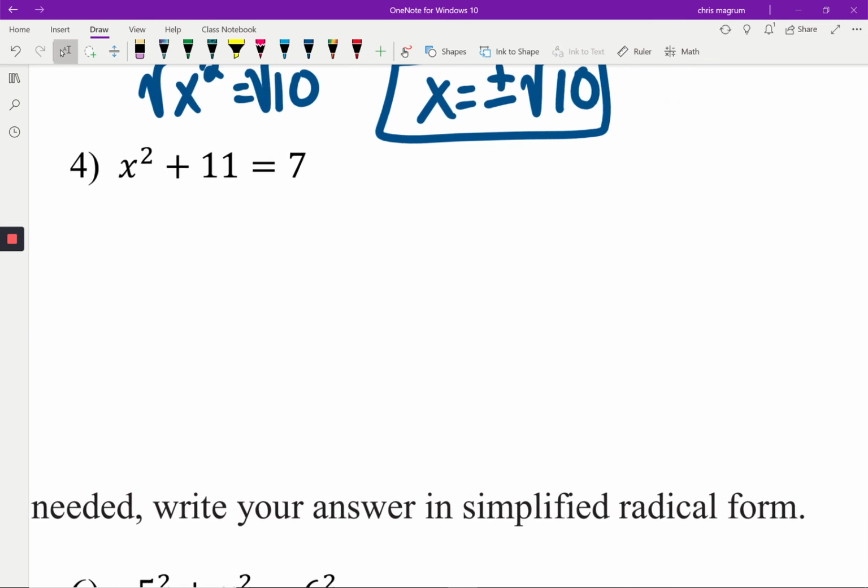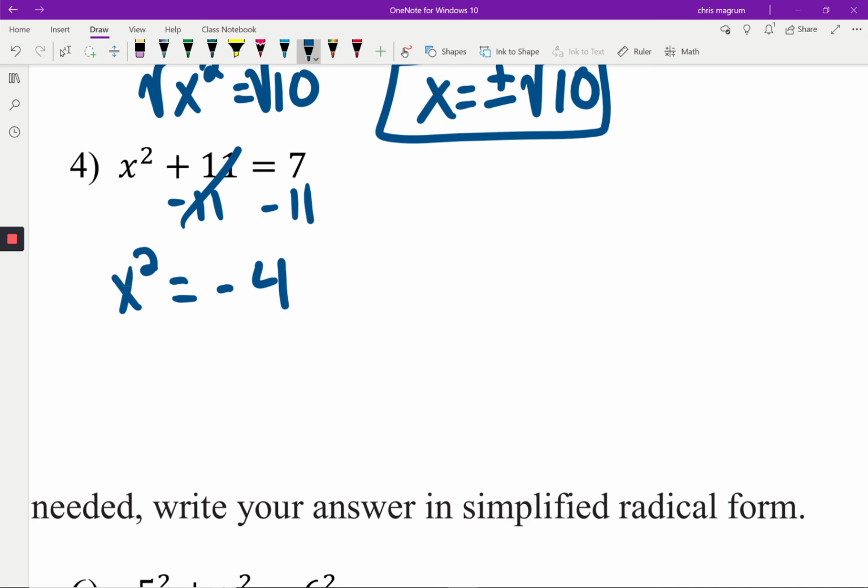Number 4, in this case, x squared plus 11 equals 7. So we want to solve this for x like the other ones, solve by taking square roots. So we isolate our x squared, we subtract 11 from both sides. X squared equals 7 minus 11, and that's negative 4.